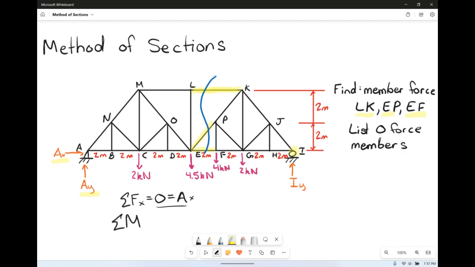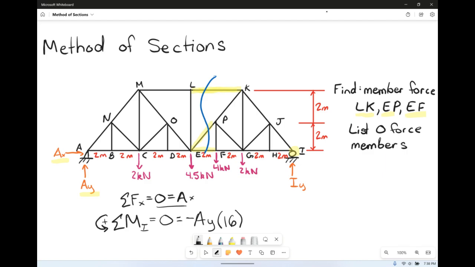That's going to give us AY. So we're going to sum the moments about I and set it equal to 0. We're going to choose counterclockwise to be positive because that's just what I like. We're going to start on the left side and work our way to the right. So we have AY, and AY is going to be going the wrong direction. So negative AY times 2, 4, 6, 8, 10, 12, 14, 16 meters.